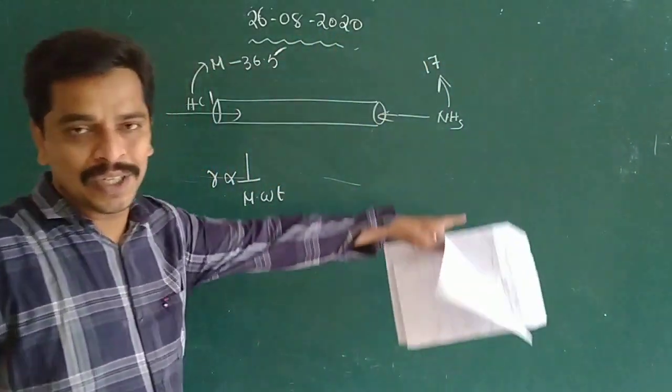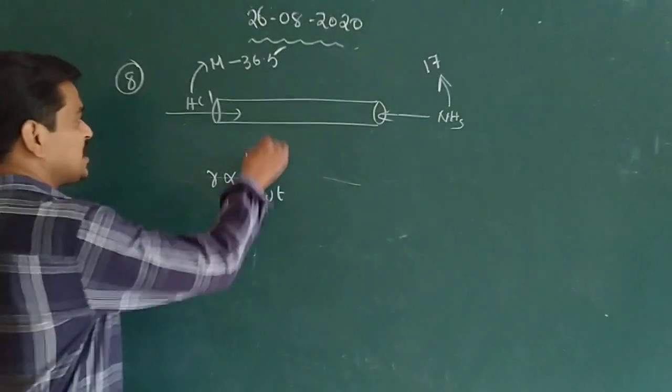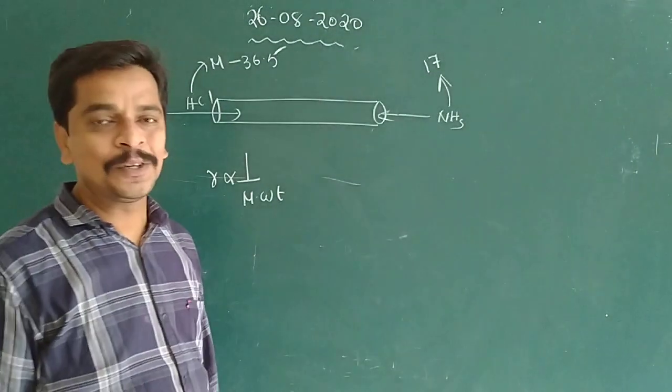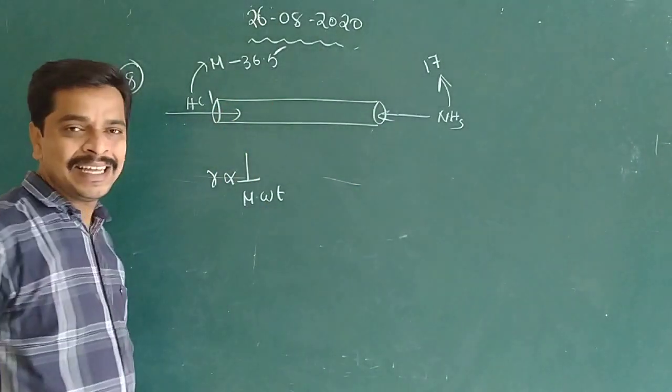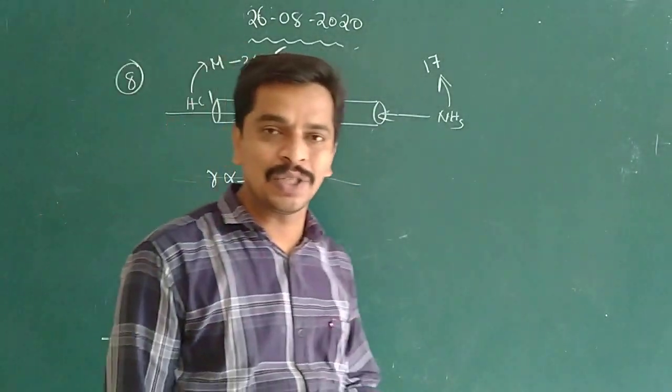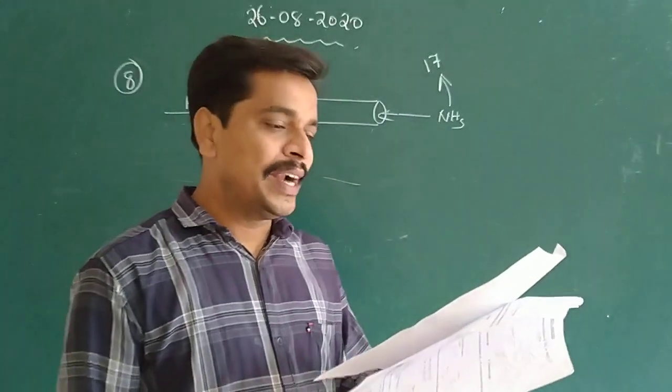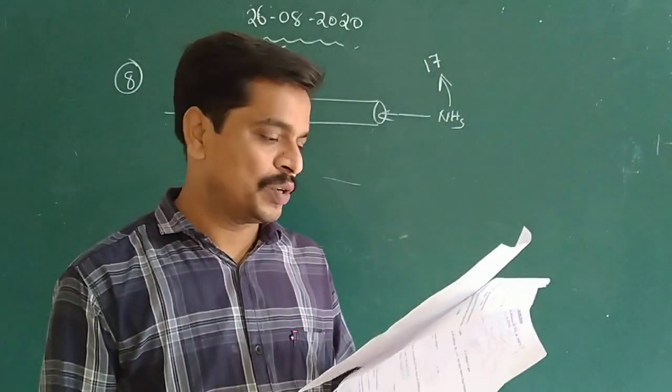Who diffuses fastest? NH3. So it reaches HCl fastest, and it leads to the formation of ammonium chloride. So ammonium chloride is formed at the end of the HCl side, students.